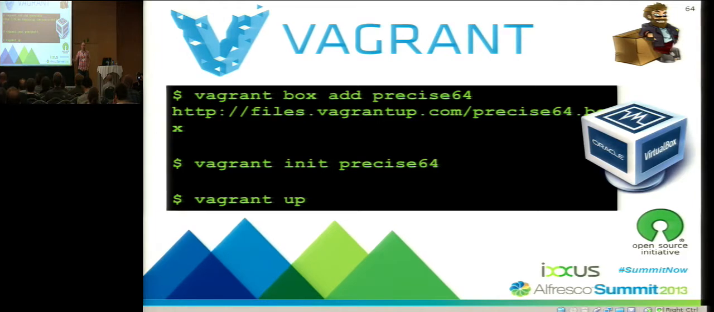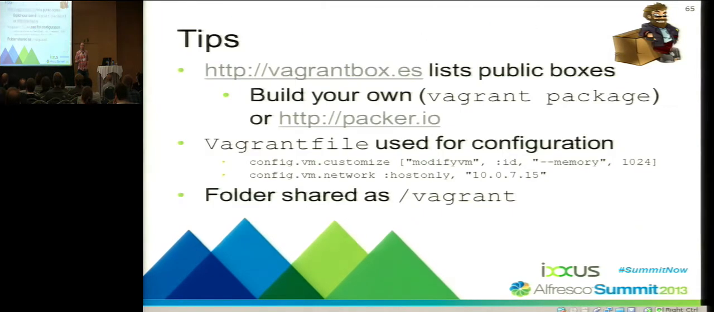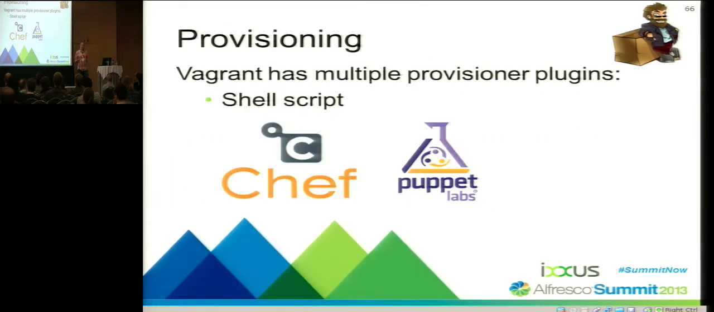There's 3 commands, and you typically start with a standard box, and Vagrant box.es has a list of them, but then you'll typically customize it and either package your own or use a tool like Packer to do it for you. And you can configure your VMs with additional memory, and there's a shared folder between the host and the guest. And Vagrant also supports provisioning, so you can set up your VMs in a consistent way, and Chef and Puppet and also Ansible as well as shell scripts can be used.